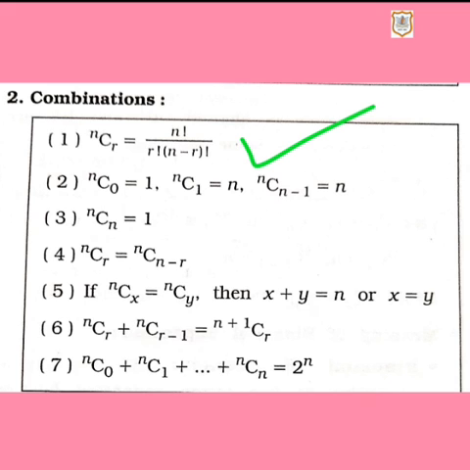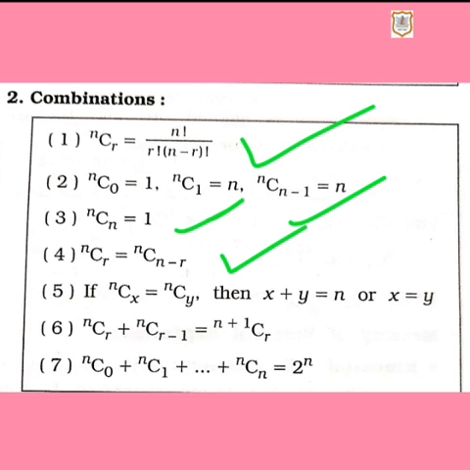Second, there are some important results. nC0 is equal to 1, nC1 is equal to n, nCn minus 1 is equal to n. Third, nCn is equal to 1. Fourth, nCr is equal to nC(n minus r). Fifth, if nCx is equal to nCy, then x plus y is equal to n, or x is equal to y. Sixth, nCr plus nC(r minus 1) is equal to (n plus 1)Cr.